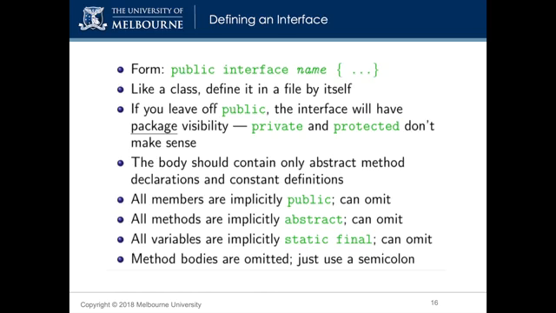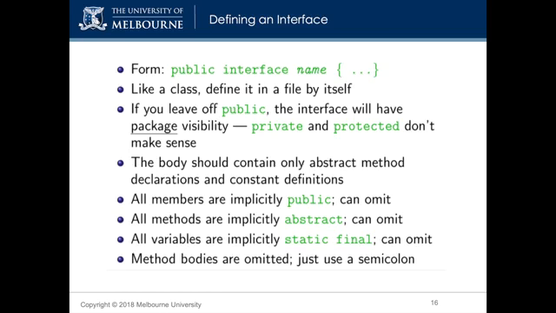The body should contain only abstract methods and any constant definitions. All members are implicitly public, so you don't have to put in public or anything else, so you can omit that. All methods are abstract, so you don't have to use the keyword abstract. And all variables are static and final, so you can omit that. So if you use variables, they're naturally static and final.